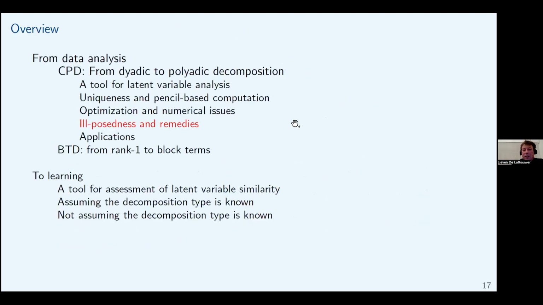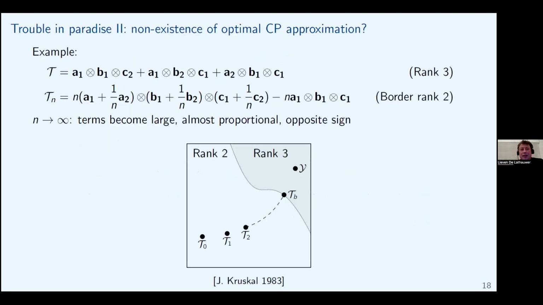Okay, so we had the swamps and the numerical issues. This is like a disease. It can be worse. It might not even live. So if you try to compute a CPD approximation, this best approximation might not even exist. These are things that can occur. For instance, here you have a data tensor Y, it's actually rank 3, and you want to compute its best rank 2 approximation.